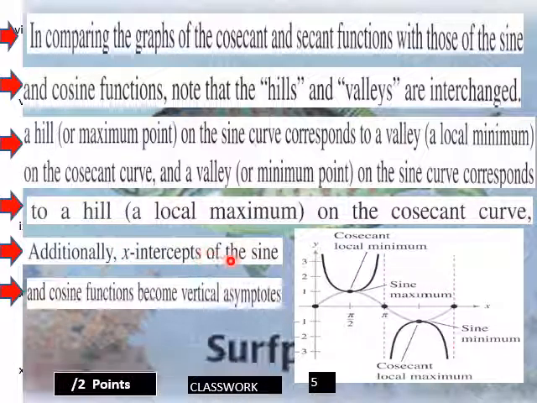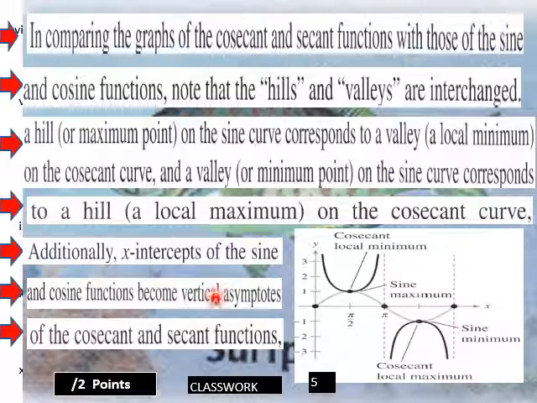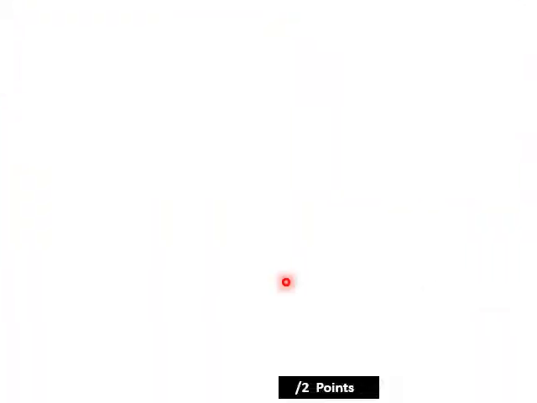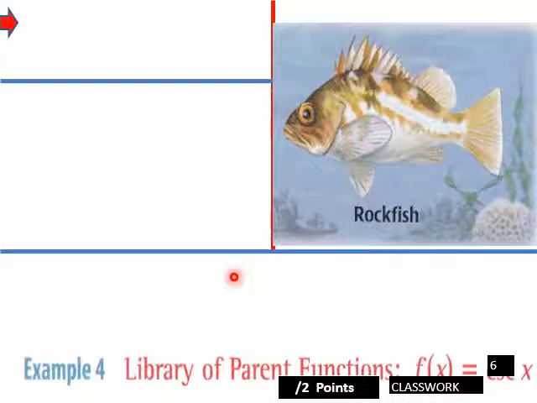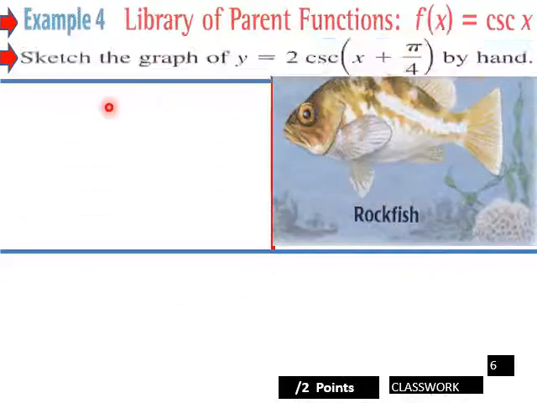Additionally, x-intercepts of the sine and cosine functions become vertical asymptotes. So the x-intercepts here of the sine function, these are your vertical asymptotes here of the cosecant and secant. So they do definitely have an interrelation there.